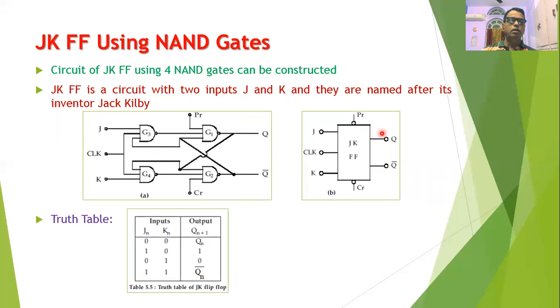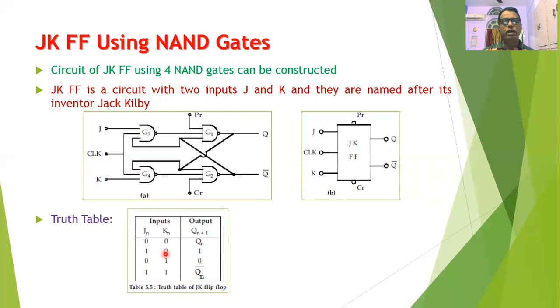Now the truth table for this flip-flop will remain the same. That is, whenever J is equal to 0 and K is equal to 0, then the outputs of the gates G3 and G4 will be 1, irrespective of whatever the initial output may be. And therefore, there will be no change in the initial state of the flip-flop. That is, Qn plus 1 will remain Qn. That is, the initial state will continue even after the application of the clock pulse.